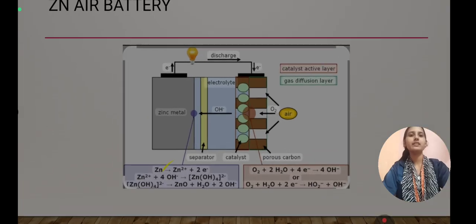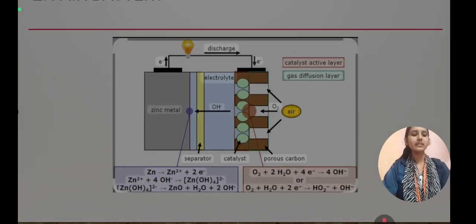Here we can see the zinc air battery. This diagram clearly shows the flow of oxygen, the movement of ions and the release of the electrons. Here we can see the zinc anode, the cathode, the electrolyte and the gas diffusion, which allows the battery to work efficiently.